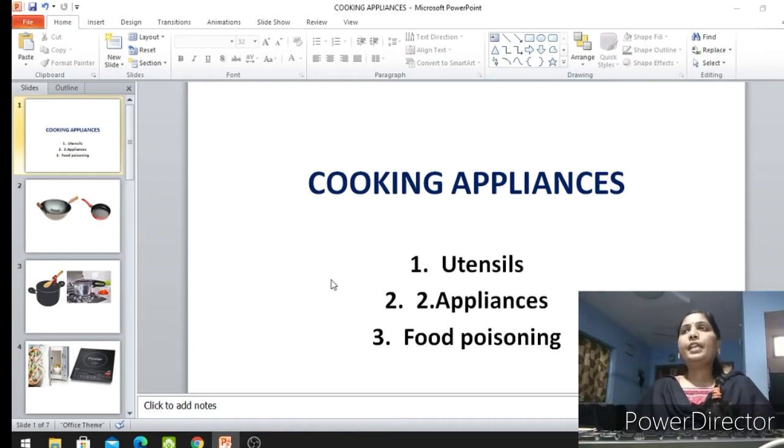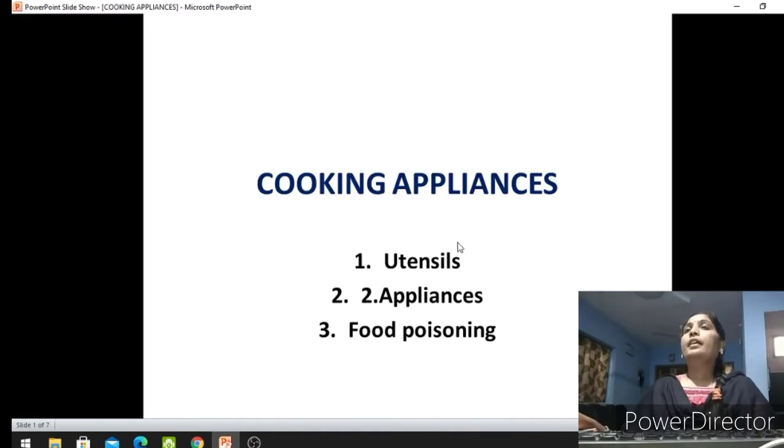So in today's class you are learning about cooking appliances. We are going to see the different materials, different utensils and appliances we use to cook. Before that, you understand what the new words are in this lesson. We'll see them first.